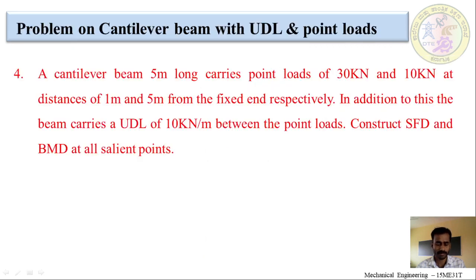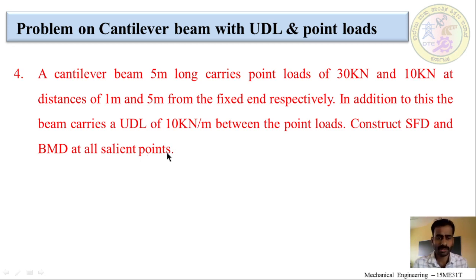Now, we will move on to the problem number 4. So, the statement of the problem is: a cantilever beam 5 meter long carries point loads of 30 kilonewton and 10 kilonewton at a distance of 1 meter and 5 meter from the fixed end respectively. In addition to this, the beam carries a UDL of 10 kilonewton per meter between the point loads. Now, construct shear force diagram and bending moment diagram at all salient points.